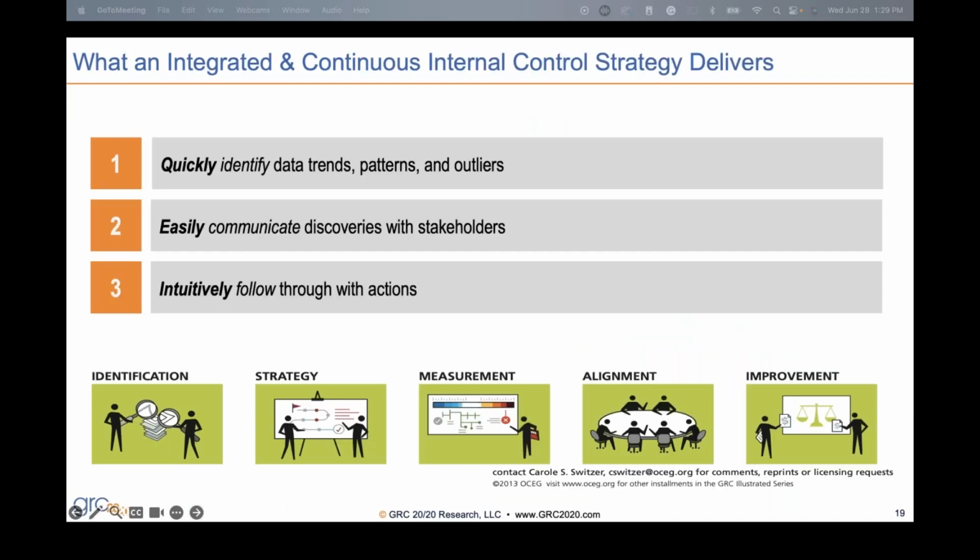So organizations need to have an integrated and continuous internal control strategy that delivers the ability to quickly identify control trends, patterns, and outliers, easily communicate discoveries with stakeholders and engage them, particularly those that are accountable, and intuitively follow through with actions that are related to controls and be able to address them. We need to be able to identify those controls and risks across complex and distributed business systems, understand how control issues and failures impact our strategy and delivery on objectives, measure overall control performance, align and work together so that we don't have too many controls, that we can find controls that are effective at meeting a lot of different requirements and needs, and improve and optimize control effectiveness over time.